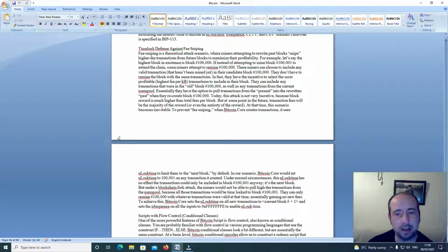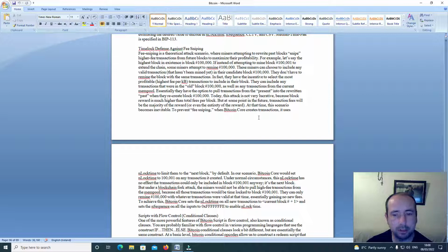In fact, they have the incentive to select the most profitable, highest fee per KB transactions to include in their block. They can include any transactions that were in the old block 100,000 as well as any transactions from the current mempool. Essentially, they have the option to pull transactions from the present into the rewritten past when they recreate block 100,000.